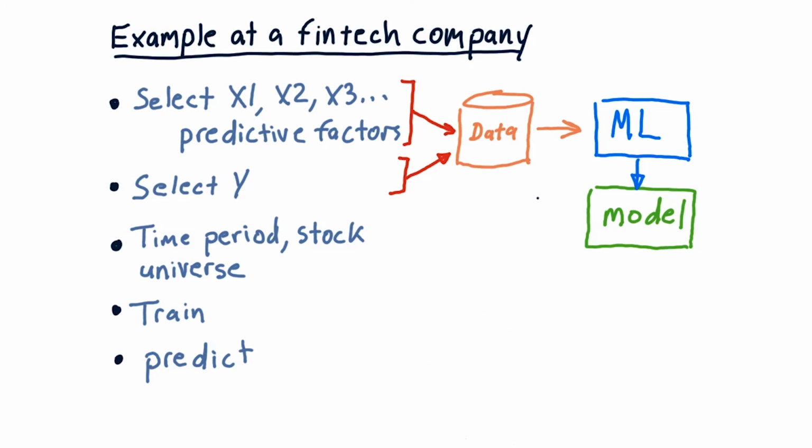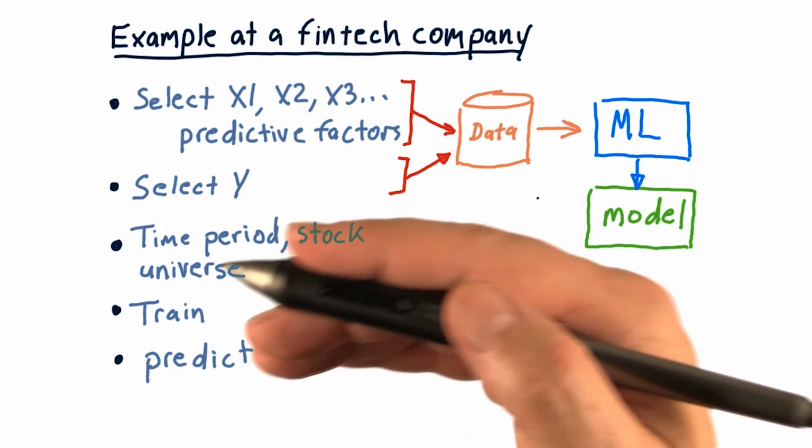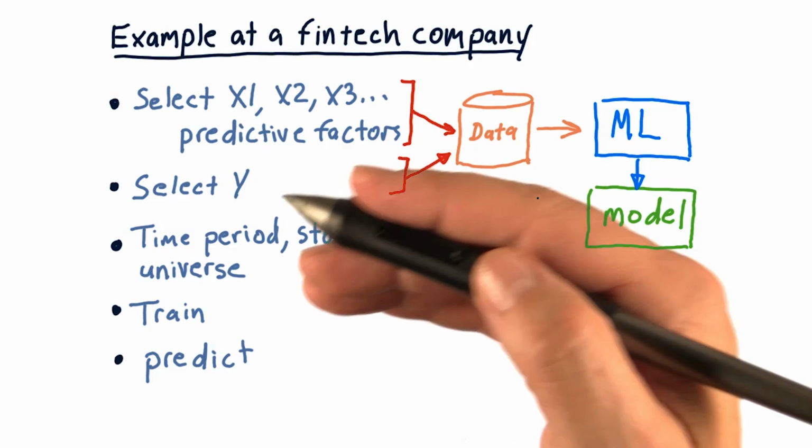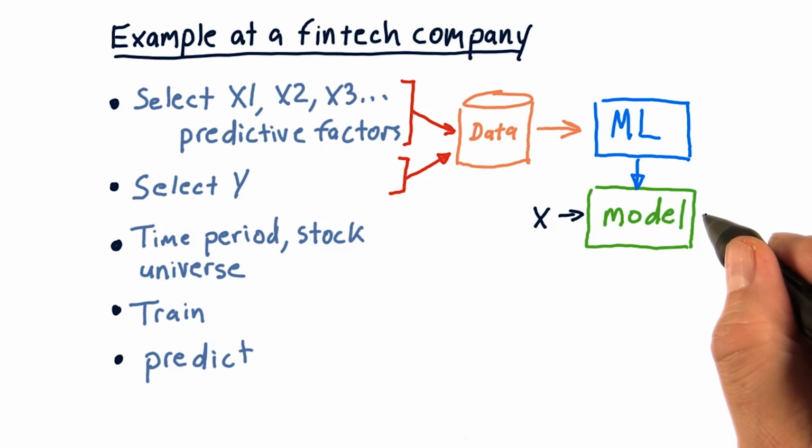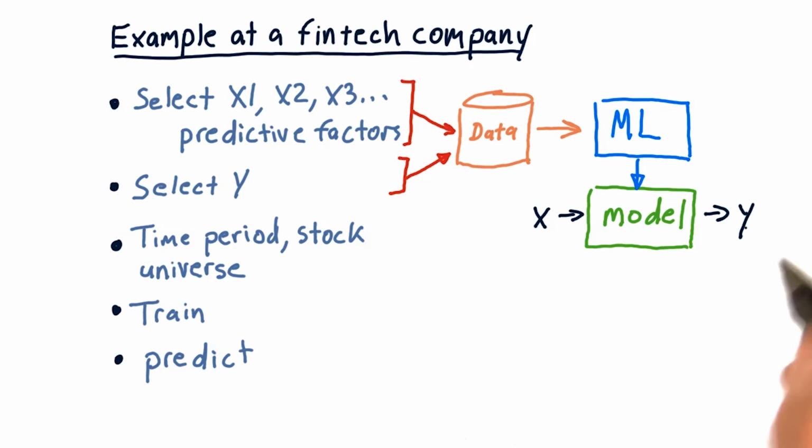The way we do that is we measure the quantities about the stocks that we want to make a prediction for now. We measure what those X's are today, plug those into the model, and the model should provide us our Y, or our prediction.